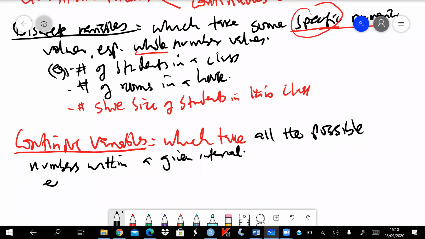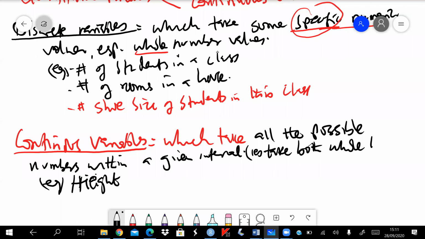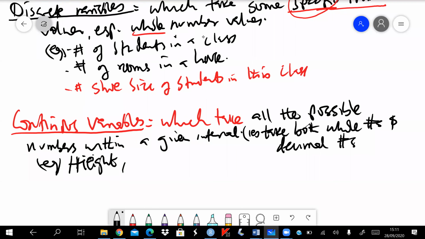Something like height is a variable. Height can take any number. So that means they take both whole numbers and decimal numbers, both whole numbers and fractions. Height can be a whole number or it can be a fraction. Things like weight. The time taken for someone to run a marathon, all those are continuous variables.